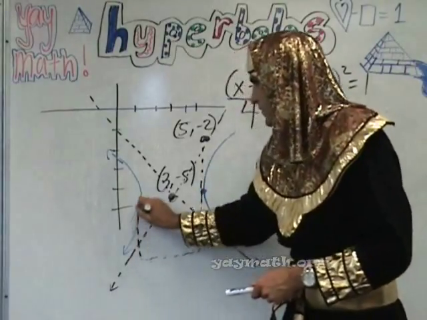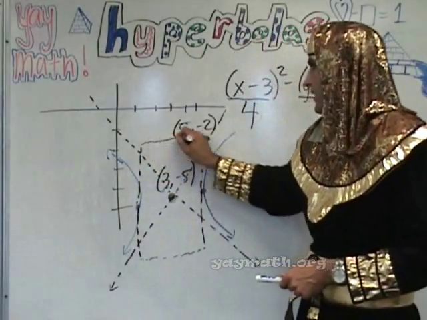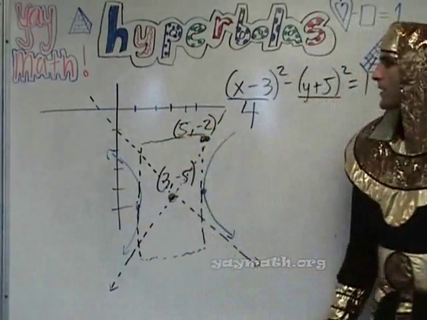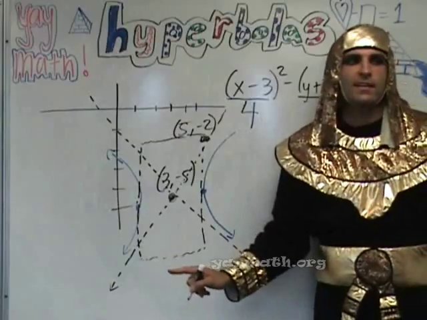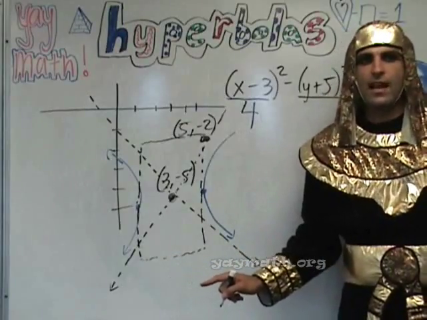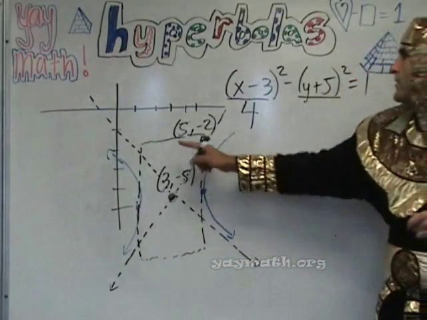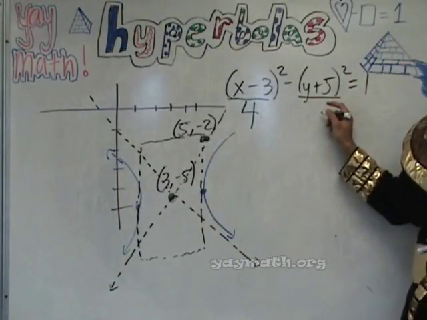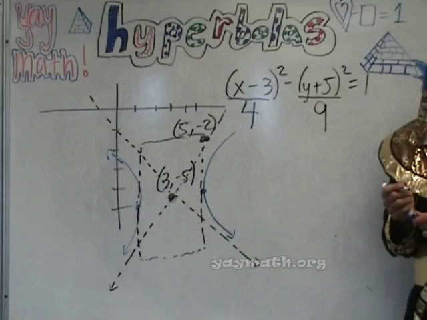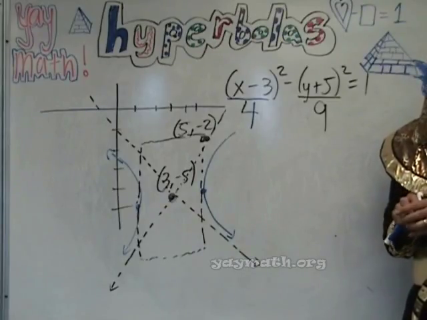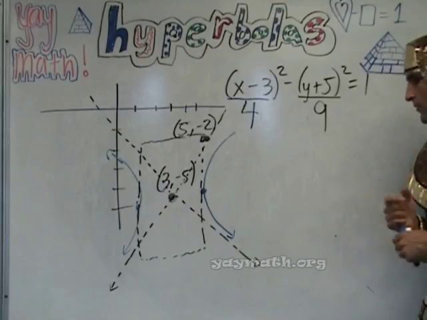Down 3, over 2, up 3, over 2. There we go. So that means it's up and down 3. Any questions about that? Please feel free. Okay, so it's up and down 3. That would make this what? 9. Done. All we had to do was write the equation. Yeah, that was a good one.